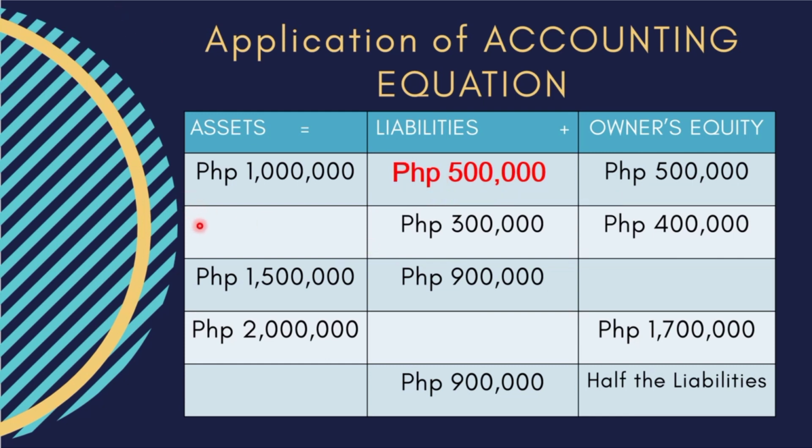Let's proceed to item number 2. As you can see, assets is unknown, while liabilities and owner's equity are given respectively. Liabilities is equal to 300,000. Owner's equity is equal to 400,000. So we will use the accounting equation, which is assets equals liabilities plus owner's equity. Assets is unknown, then liabilities plus owner's equity, so 300,000 plus 400,000. So the value of assets is 700,000 pesos.